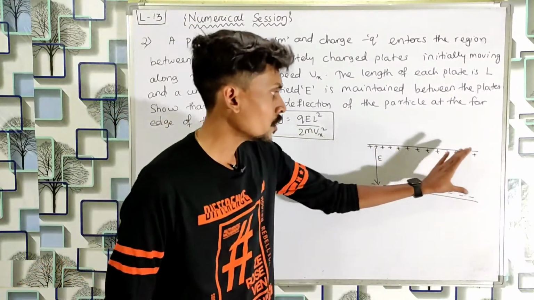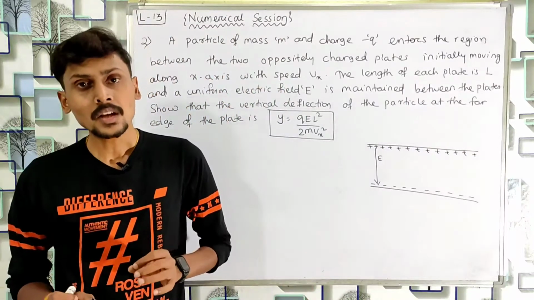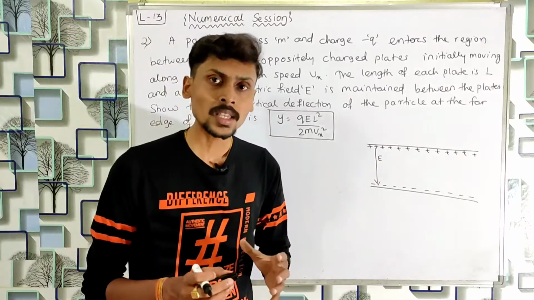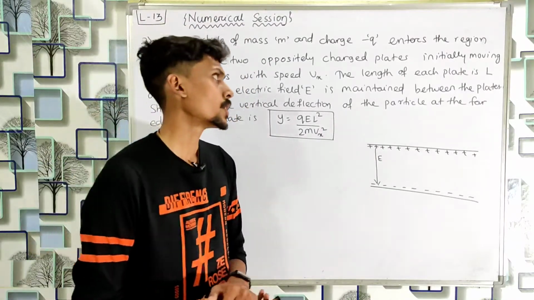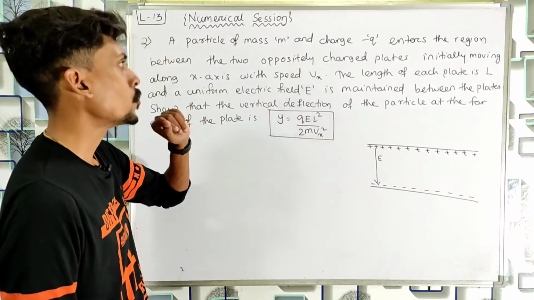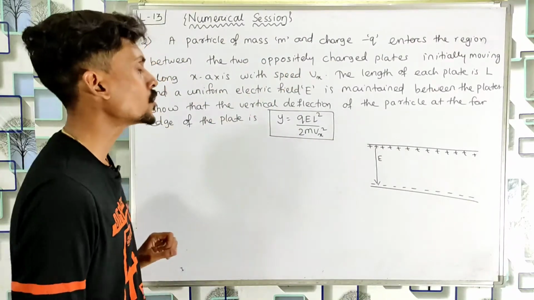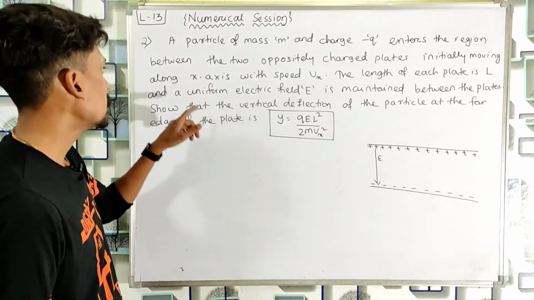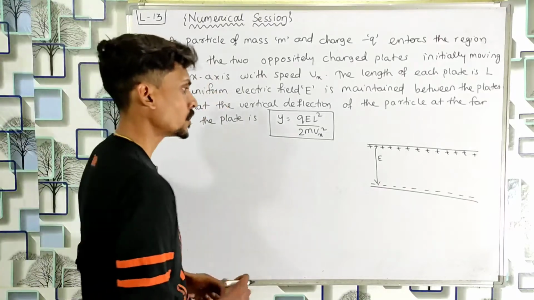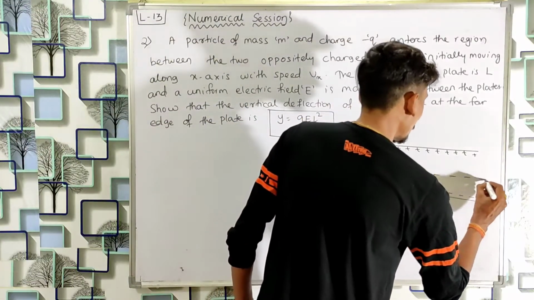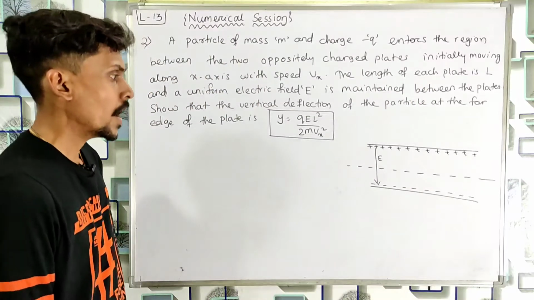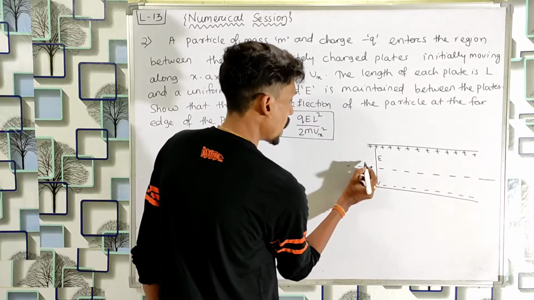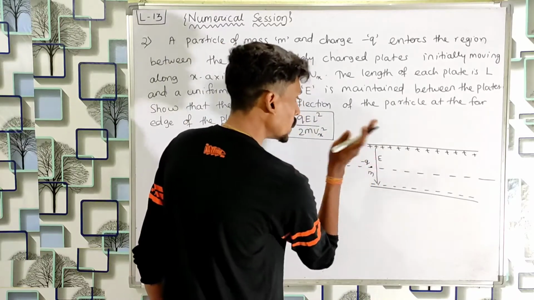And in this region we have uniform electric field, means the strength of electric field intensity is same at every point. The magnitude is same and the direction is also same. So this charged particle whose mass is m and charge is minus q, it enters into this region, and initially it was moving along x-axis. Suppose assume that this is the x-axis, and the charged particle whose mass is m and charge is minus q enters into this region.